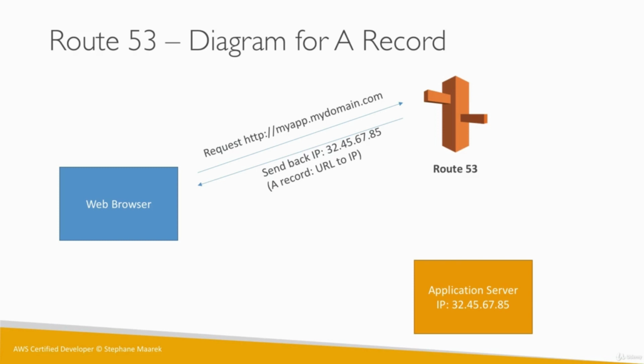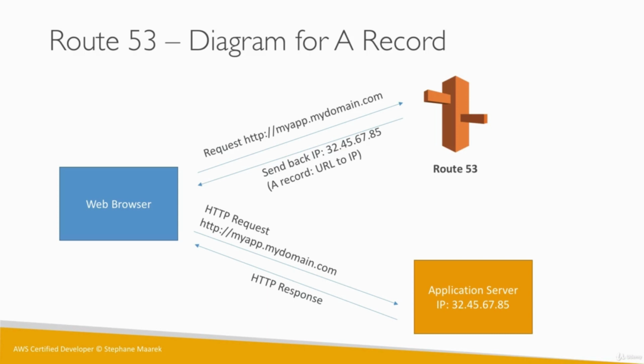Now my web browser says, oh, that's cool, thanks. And it makes an HTTP request using the same domain name, but this time it knows to go directly to the application server, and the application server sends back the HTTP response. Now, because the DNS requests don't happen at every request, they get cached, so my web browser will know that now myapp.mydomain.com is my IP 32, etc. And so basically my web browser now goes straight to my application server.